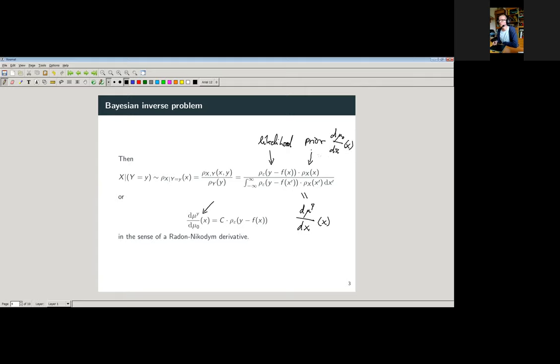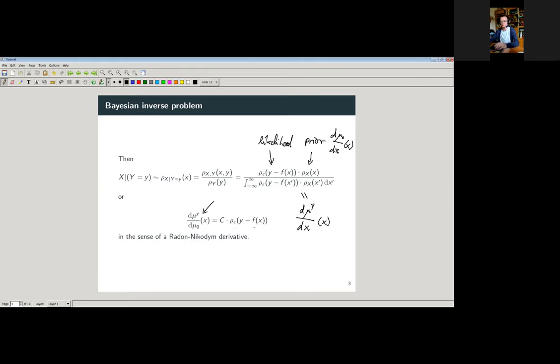Now, if we divide this term by the prior, you can see that we obtain d mu y divided by d mu zero. So this is either just a formal calculation, if you want, but it's also something mathematical, which is the Radon-Nikodym derivative. So it's the density of the posterior with respect to the prior. This has this form. I know this might be a bit unfamiliar to you, so it looks very technical, but this means that we have a representation for the posterior in the language of the prior, so to speak, by just a constant times the likelihood.